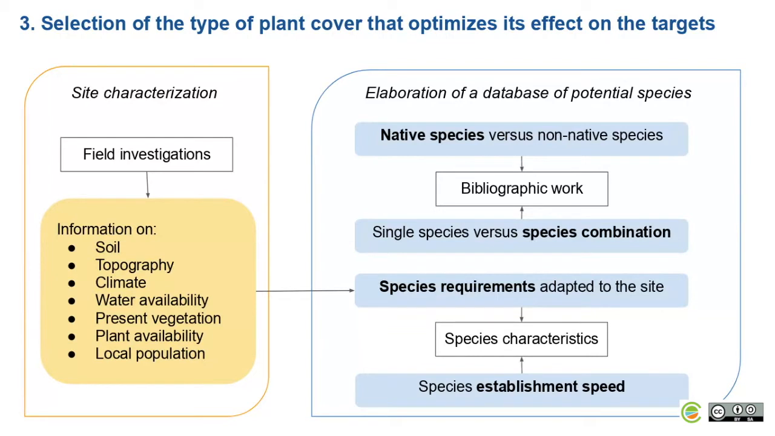And then the third question would be to study the species requirements to make sure that they are adapted to the site before implementation. So for example, each species has specific requirements in terms of light, water, or soil property. And we could compare the field data that we obtained previously with the species requirements. So we would select only the species that are adapted to the given site. And the next question would be to address the speed of the species establishment, because this might have an impact on the time needed to obtain results in terms of ecosystem services.